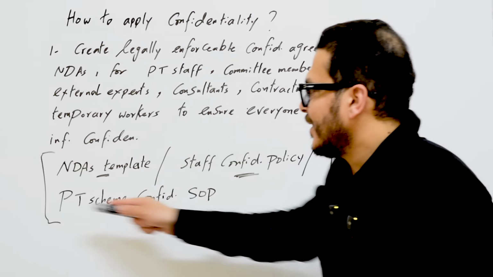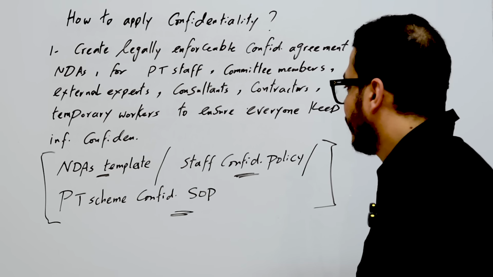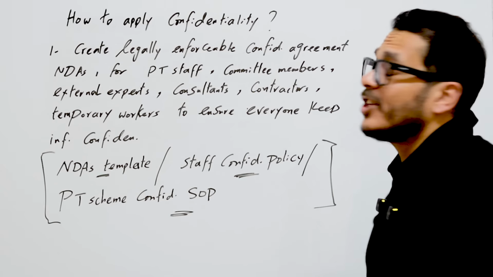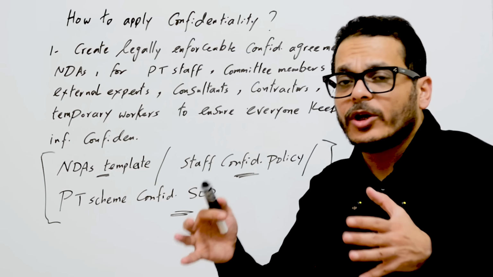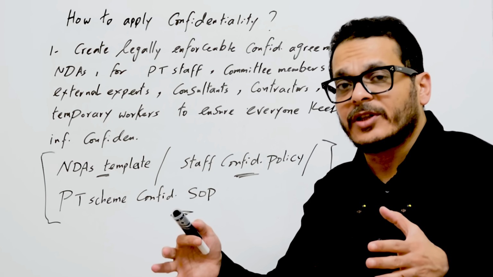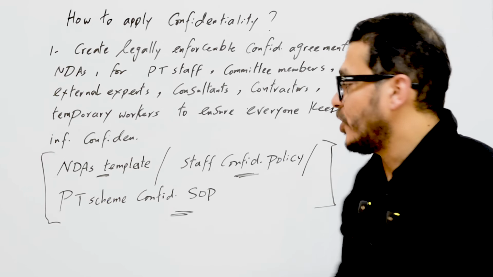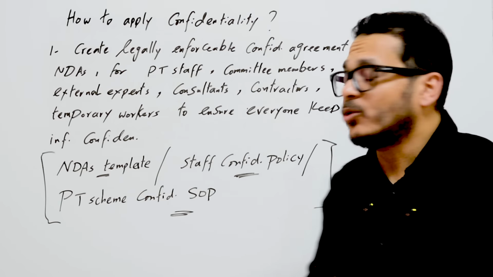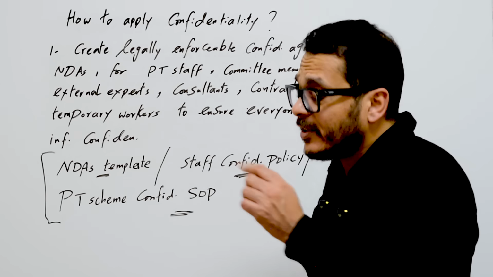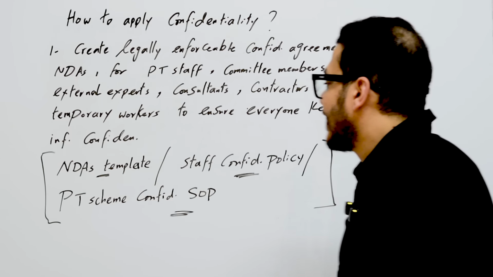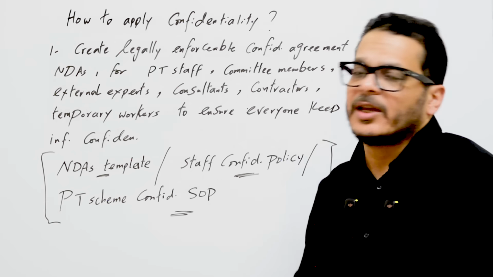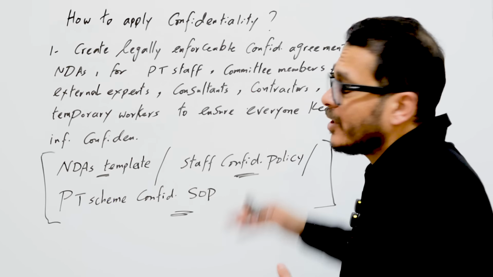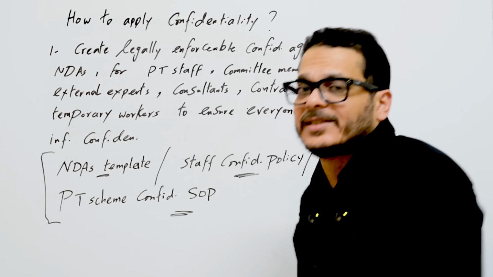So you will prepare an NDA template for all staff and a staff confidentiality policy. The policy is a statement that all information inside the PT provider organization will be confidential, and everyone shall sign on this statement, even the top management. The PT scheme confidentiality SOP will include everything about confidentiality regarding or taken from the standard.